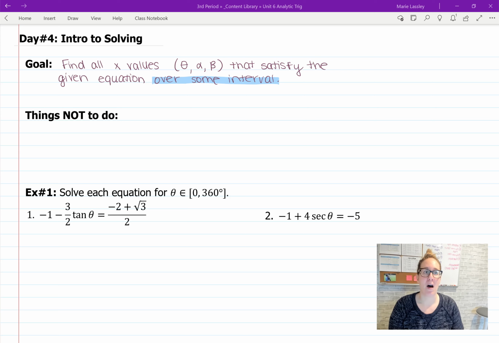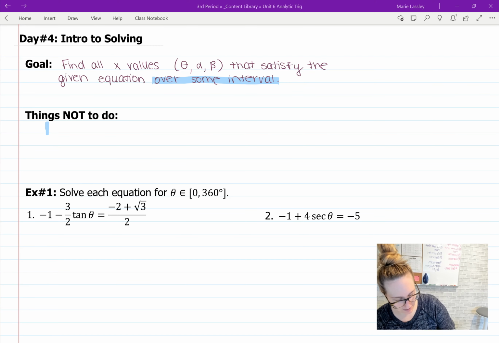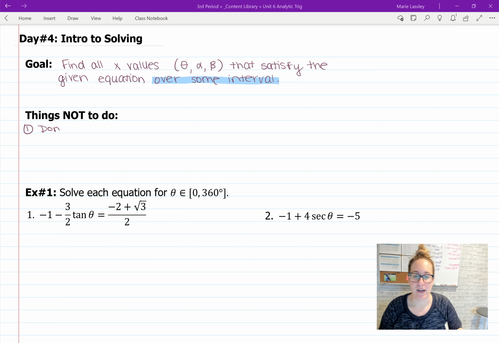There was a problem on your very first unit 0 test that looked something like this. Things not to do. Number 1, don't cancel out variables. That's the main rule here. Now I'm going to show you what I mean by it.